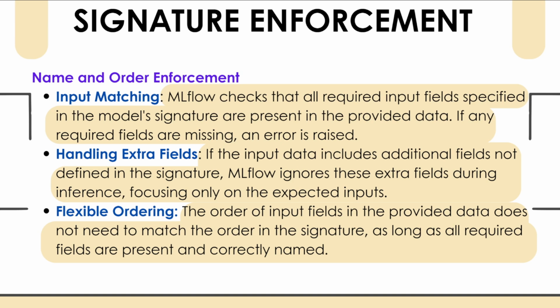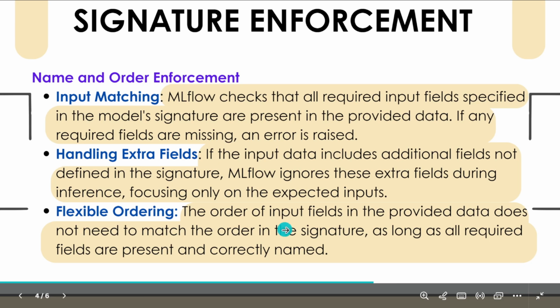Now let me explain this name and order enforcement. What it does, input matching: MLflow checks that all required input fields specified in the model signature are present in the provided data. If any required fields are missing, an error is raised. Next is handling extra fields. If input data includes additional fields not defined in the signature, MLflow ignores these extra fields during inference, focusing only on the expected inputs. Next, flexible ordering. The order of the input fields in the provided data does not need to match the order in the signature, as long as all required fields are present and correctly named.